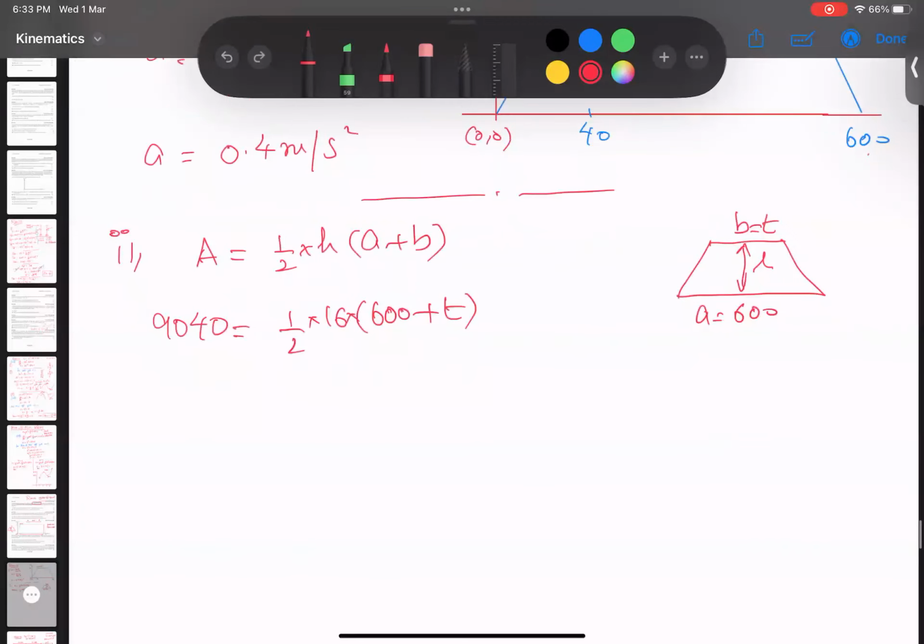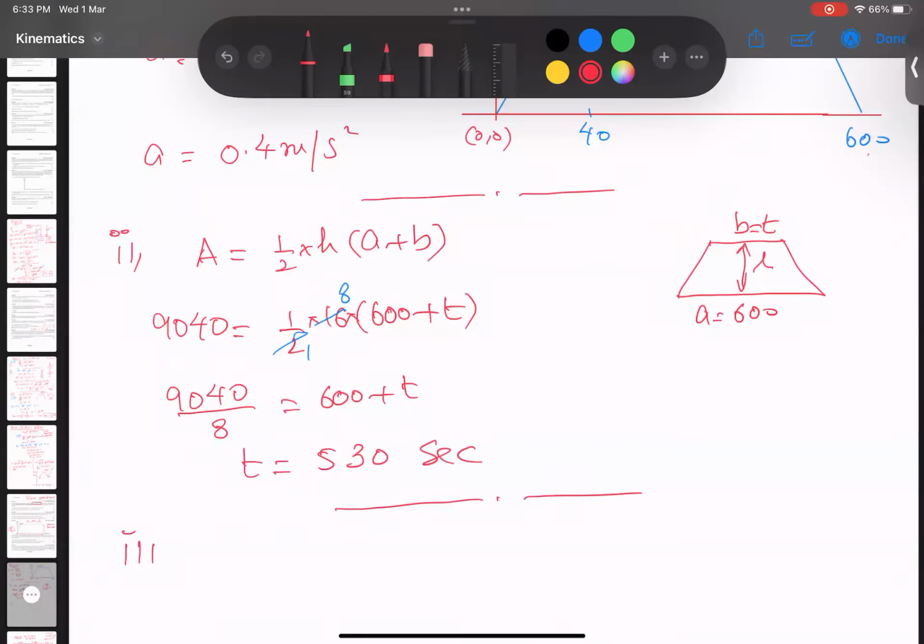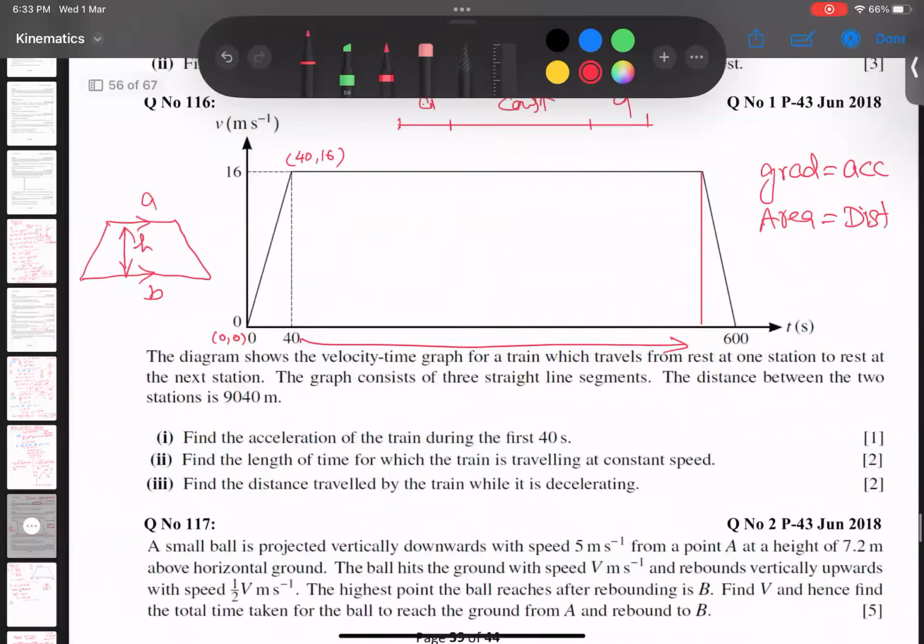Now just algebra: 2 ones are 2 and 2 eights are 16, and this 8 will come under it. So 9040 divided by 8 equals 600 plus t. Now let's calculate 9040 divided by 8 minus 600. And the answer is coming: the time is 530 seconds. So the time for the constant speed is 530. Okay, so this part is done as well.